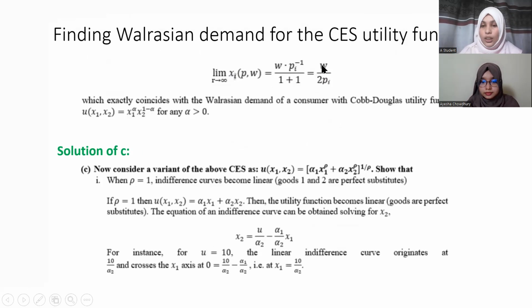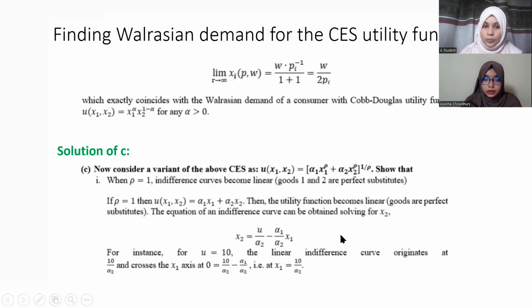Then it equals w by 2 pi, which exactly coincides with the Walrasian demand of a consumer with a Cobb-Douglas utility function. We are at the end of question B. Can you describe question C?